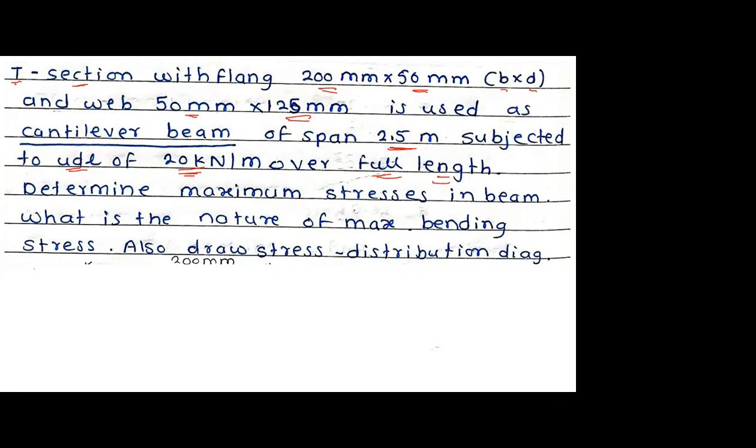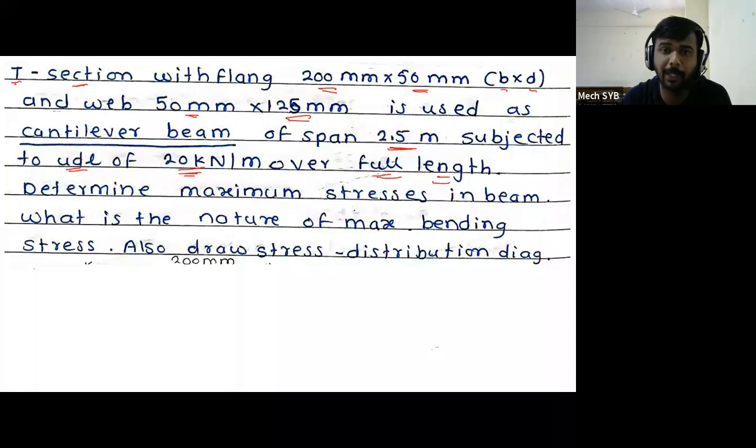Bending moment. Yes, we have to calculate the bending moment. In the previous problem, bending moment value directly they have given, 40 meganewton meter, but here they have not written anywhere. We take bending moment is equal to this much. But to calculate that bending moment value, we have to use the type of beam concept, type of load, and the length of beam. Then determine the maximum stress in the beam. What is the nature of maximum bending stress? Also draw the stress distribution diagram. So here we have to calculate the maximum bending stress, means again we have to calculate two bending stress values.